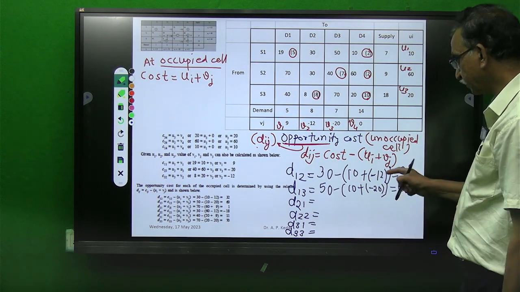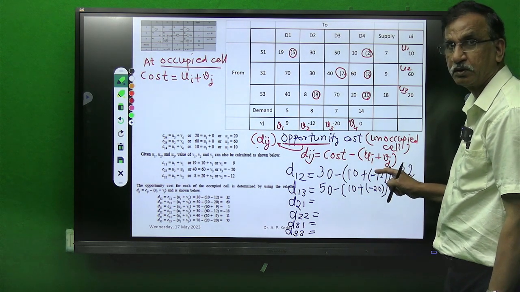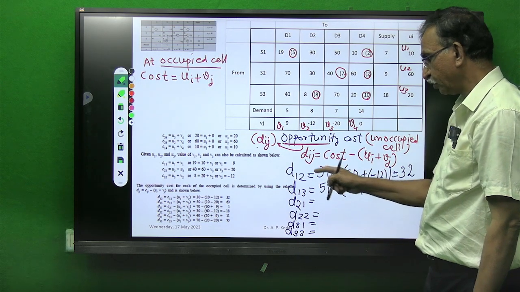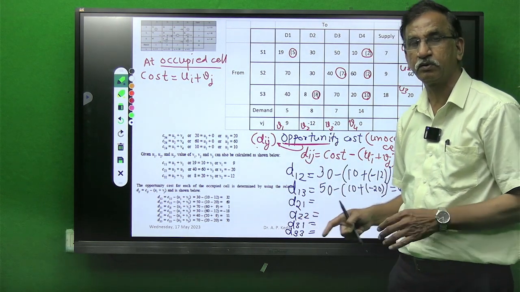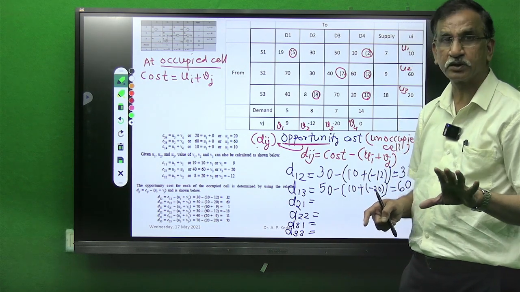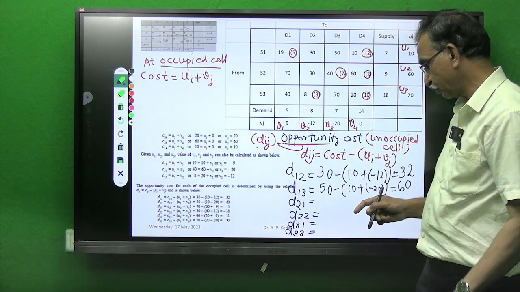Again I am reminding you to be very careful while putting these negative values. If you commit a mistake in this, your signs for this opportunity cost will be wrong, and we have studied that it is the only sign convention of DIJs which determines whether the solution is optimal or not.